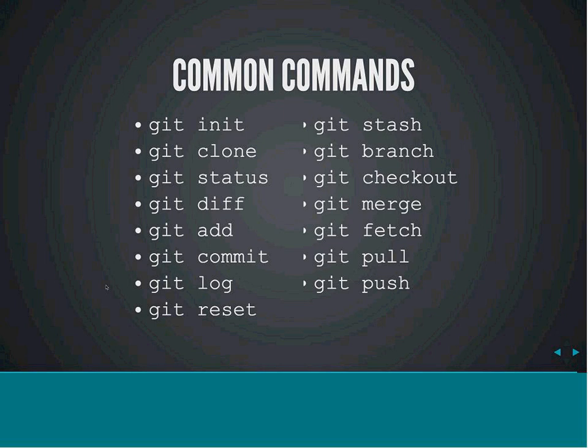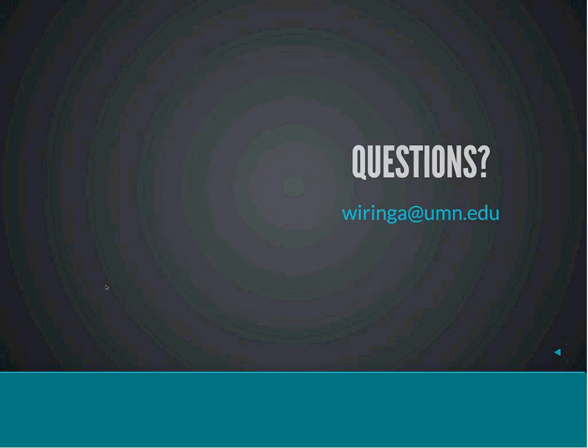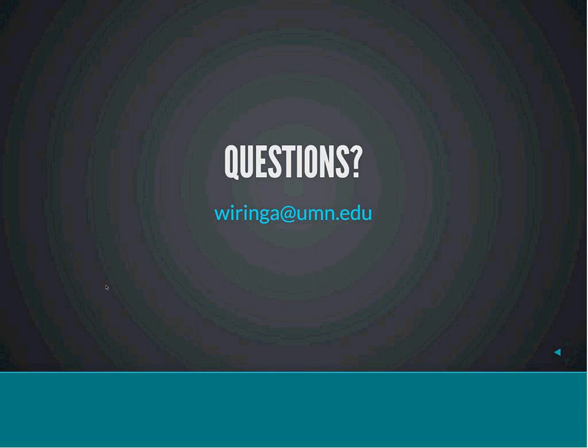Not a whole lot. Git init you use when you're firing up a new repo. Clone you use when you're making a local copy. Status, add, commit, log. We've covered reset and stash, just undoing things or hiding things. We've got branches, checkout. You add all of this up, it's not too bad.